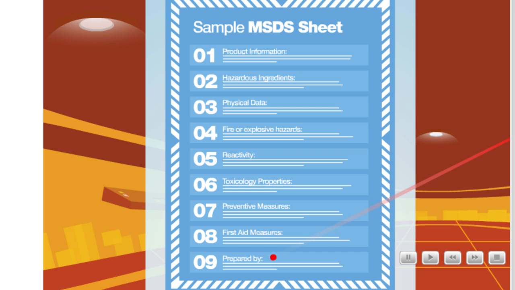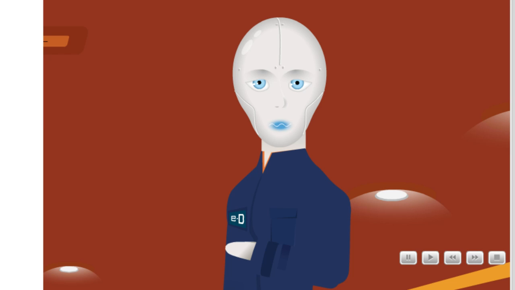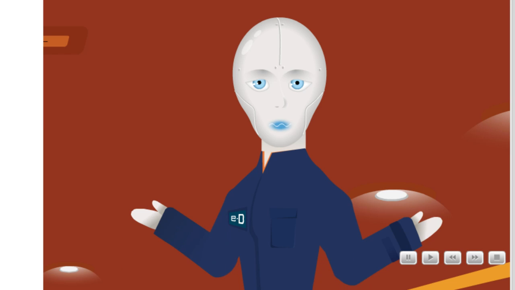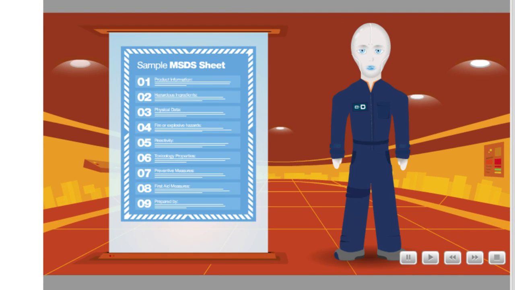And finally, number 9, who prepared all this information? There must be a source listed for the information. How else can we trust if the info is accurate? And how else can we follow up with someone if there are issues with the product?